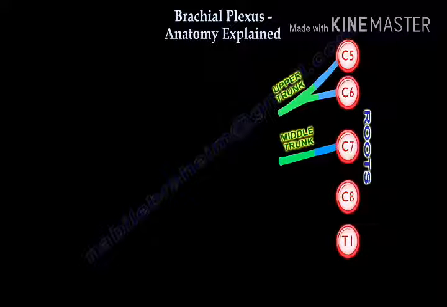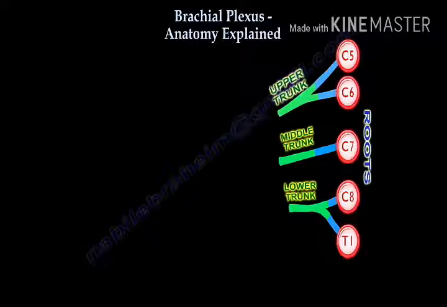C5, C6 join, become the upper trunk. C7 comes along and says, no, I don't want to be part of that. I'm going to be alone. There are 5 roots involved. So the other 2 roots are C8, T1. They don't think C7's idea is a good idea, so they join. C8 and T1 join, so the lower 2 roots unite to make the lower trunk. Now we have 3 trunks: the upper trunk, the middle trunk, and the lower trunk.